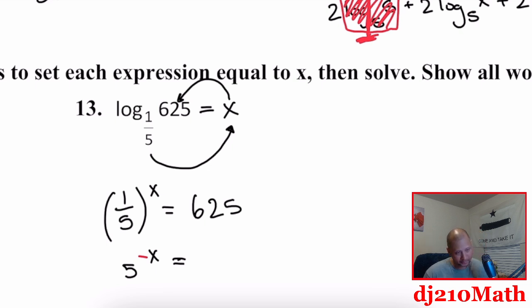Right-hand side, 625. I need to somehow write this as base 5. It's an on-level Algebra 2 course. These will always work out, right? Like, this is going to be 5 to some power. I guarantee it. We just got to figure out what that power is. So 5 squared, 25. Cubed, 125. 5 to the 4th, so 125 times 5 is 625.